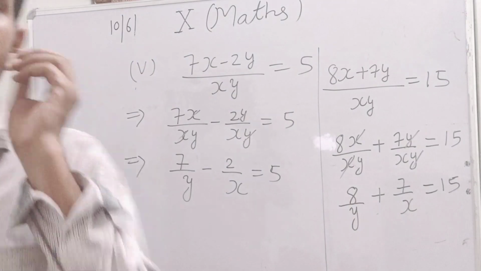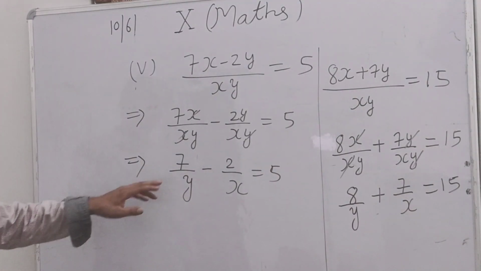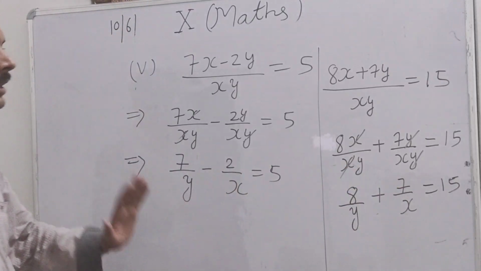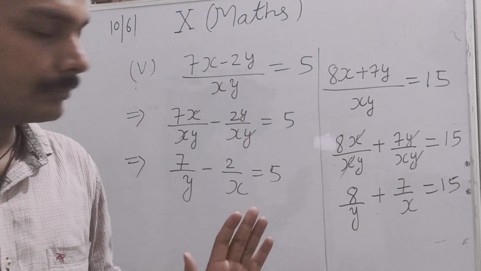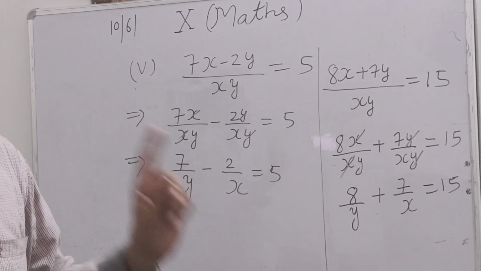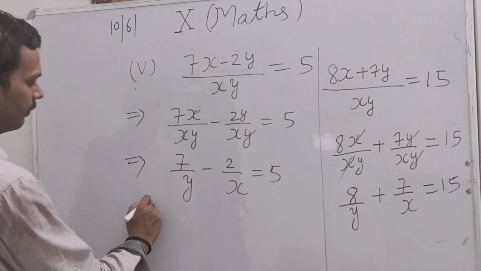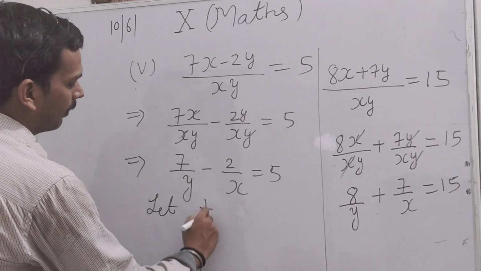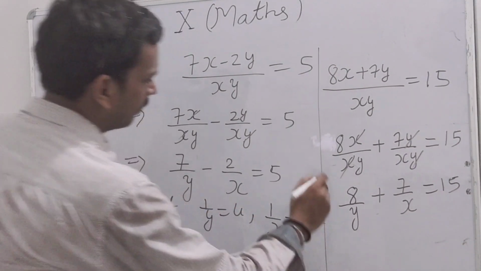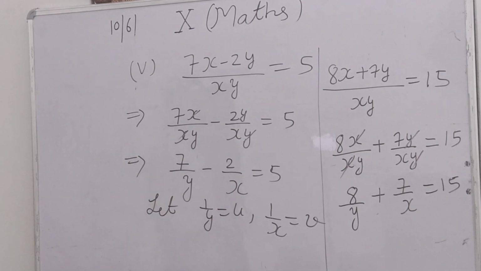Okay, now as in the previous question we have done, it is 1 upon y, 1 upon x, 1 upon y, 1 upon x. Follow the same pattern for both the equations. So now we can write down, let 1 upon y is equal to u and 1 upon x is equal to v. No problem, again you can take 1 upon x is equal to u. It is just an assumption.